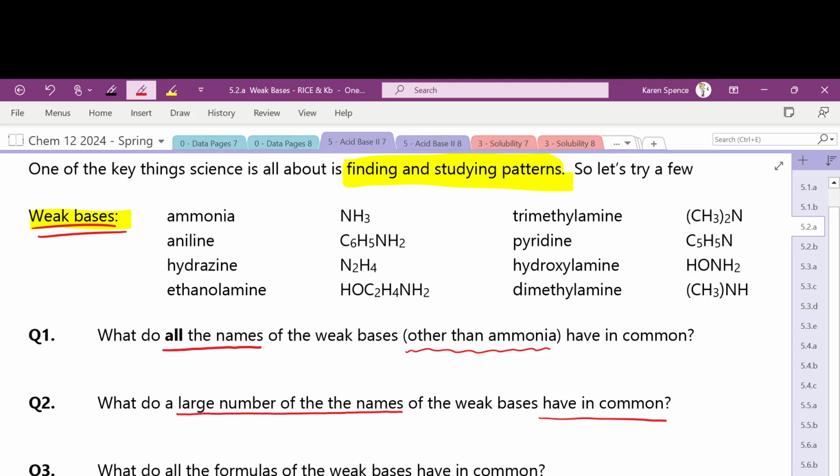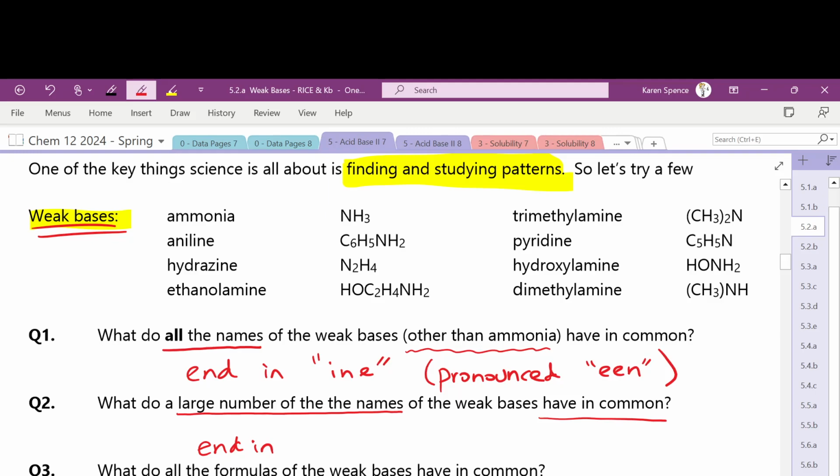Okay, what do all the names other than ammonia have in common? They all end in "-ine". It's pronounced "-ine". What do a large number of the names have in common? They end in amine.